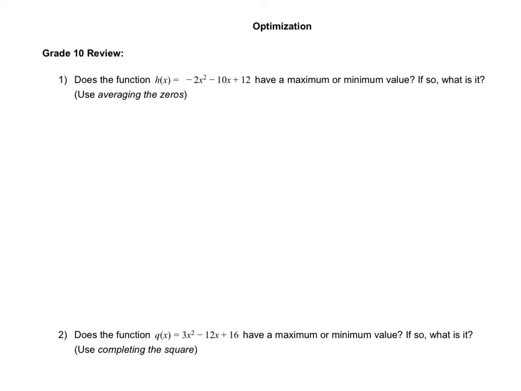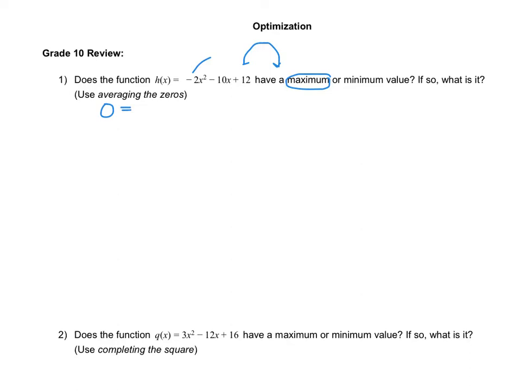So does the function h of x have a maximum or minimum? Because our a value is negative, that means our parabola is opening down. And if it opens down, the vertex is a maximum. So let's go ahead and use our averaging the zeros method. But that means first thing we should do is find the zeros, which means set your equation equal to 0.